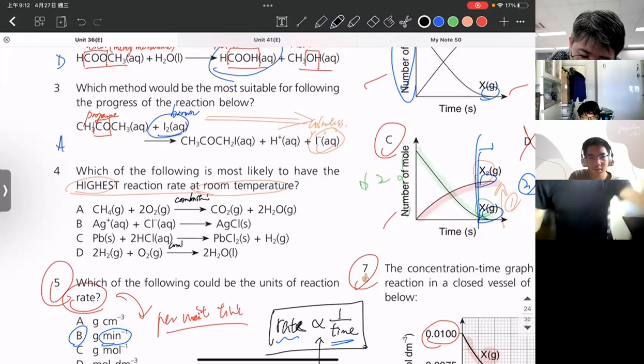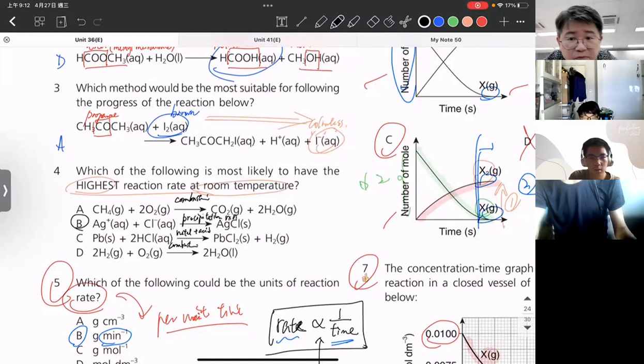Combustion, burning. How about this? The reaction between metal and acid. How about B? What is B? Precipitation reaction. Which one is the fastest? The answer is B.